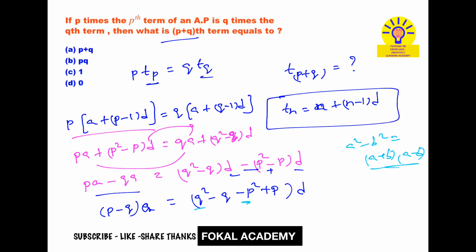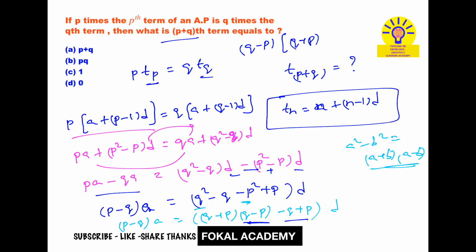Now write in this format. Then it becomes q plus p into q minus p minus q plus p of d. On right hand side p minus q into a. Here q minus p is common, then it becomes q plus p. Here minus q plus p is there, then it becomes minus 1 into d.